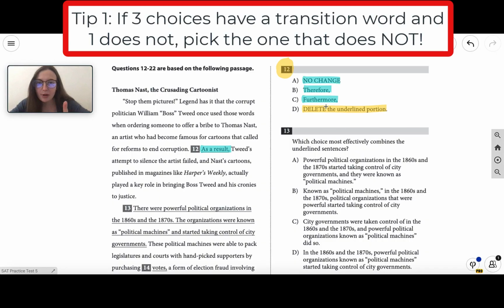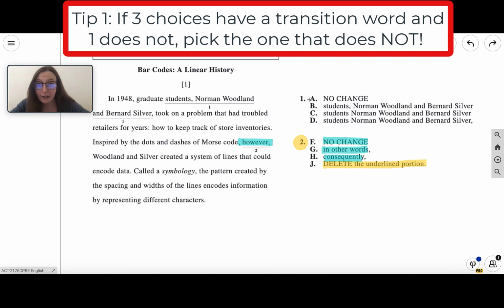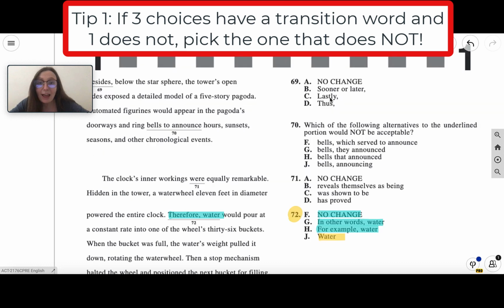Okay, so tip number one is that when we see three choices that have a transition word, like here A, B, and C, and one that does not have a transition word, we want to go ahead and pick the choice that does not have a transition word. So here we would opt for delete. On an ACT, it's the exact same thing. F, G, and H have transition words, so we want to pick choice J. And looking at yet another ACT example, we could see F, G, and H here have transition words, so choice J doesn't. That's going to be our answer.